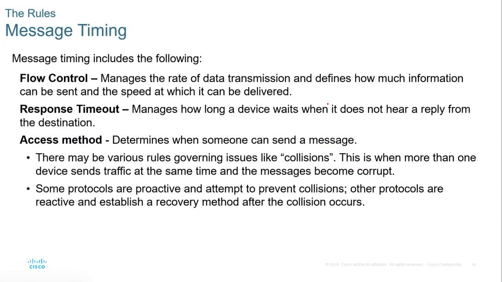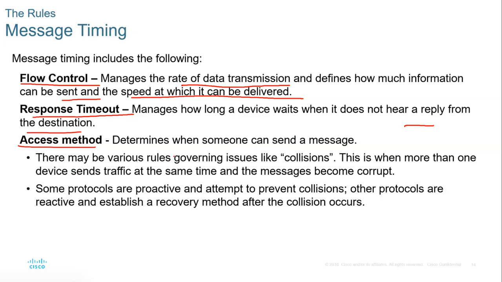Then we have message timing. Message timing includes the following. Flow control manages the rate of data transmission and defines how much information can be sent and the speed at which it can be delivered. Then we have response time, which manages how long a device waits when it does not hear a reply from the destination. Then we have access method, which determines when someone can send a message.